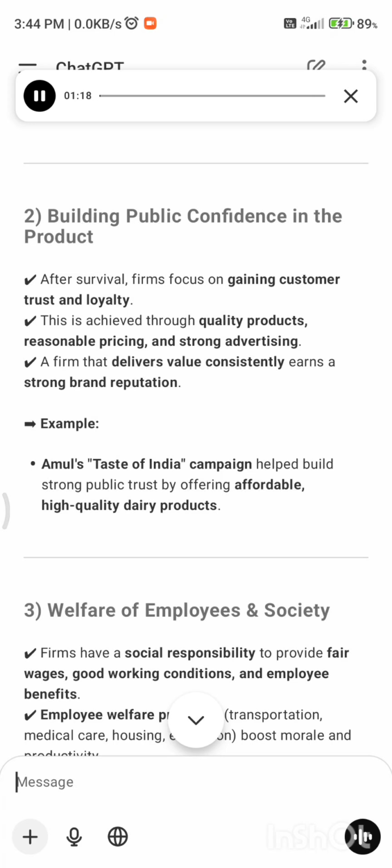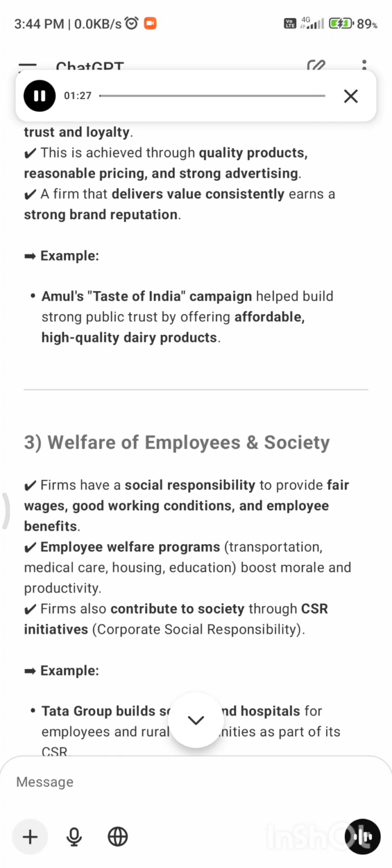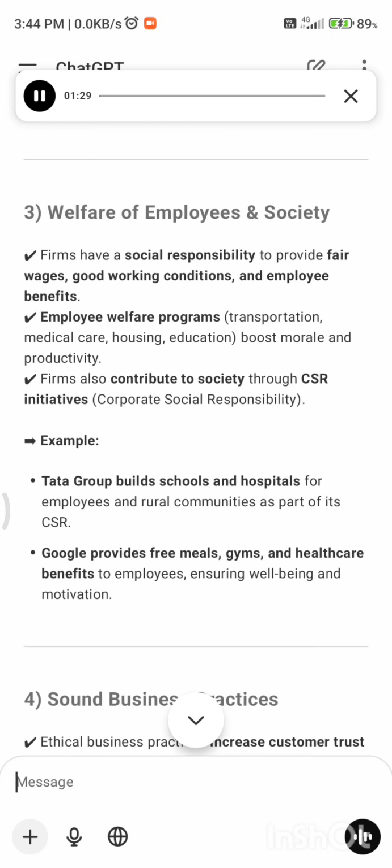3. Welfare of employees and society. Firms have a social responsibility to provide fair wages, good working conditions, and employee benefits. Employee welfare programs, transportation, medical care, housing, education boost morale and productivity.